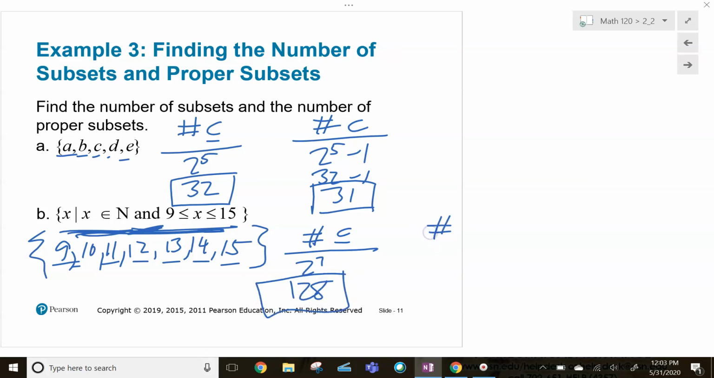So the number of proper subsets would just be one less, again, because it can't be itself. So we just take out the one that's itself, and we're left with 127 on that.